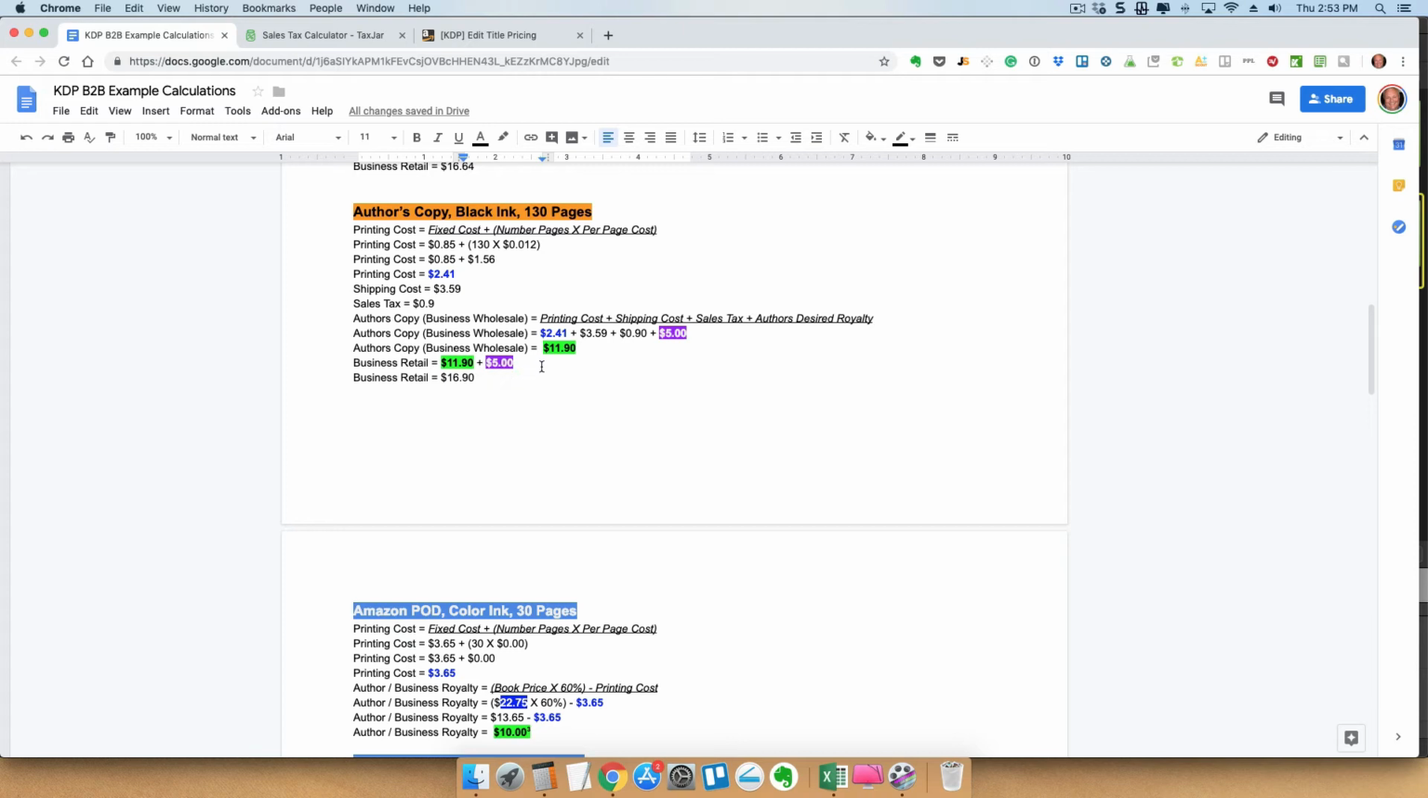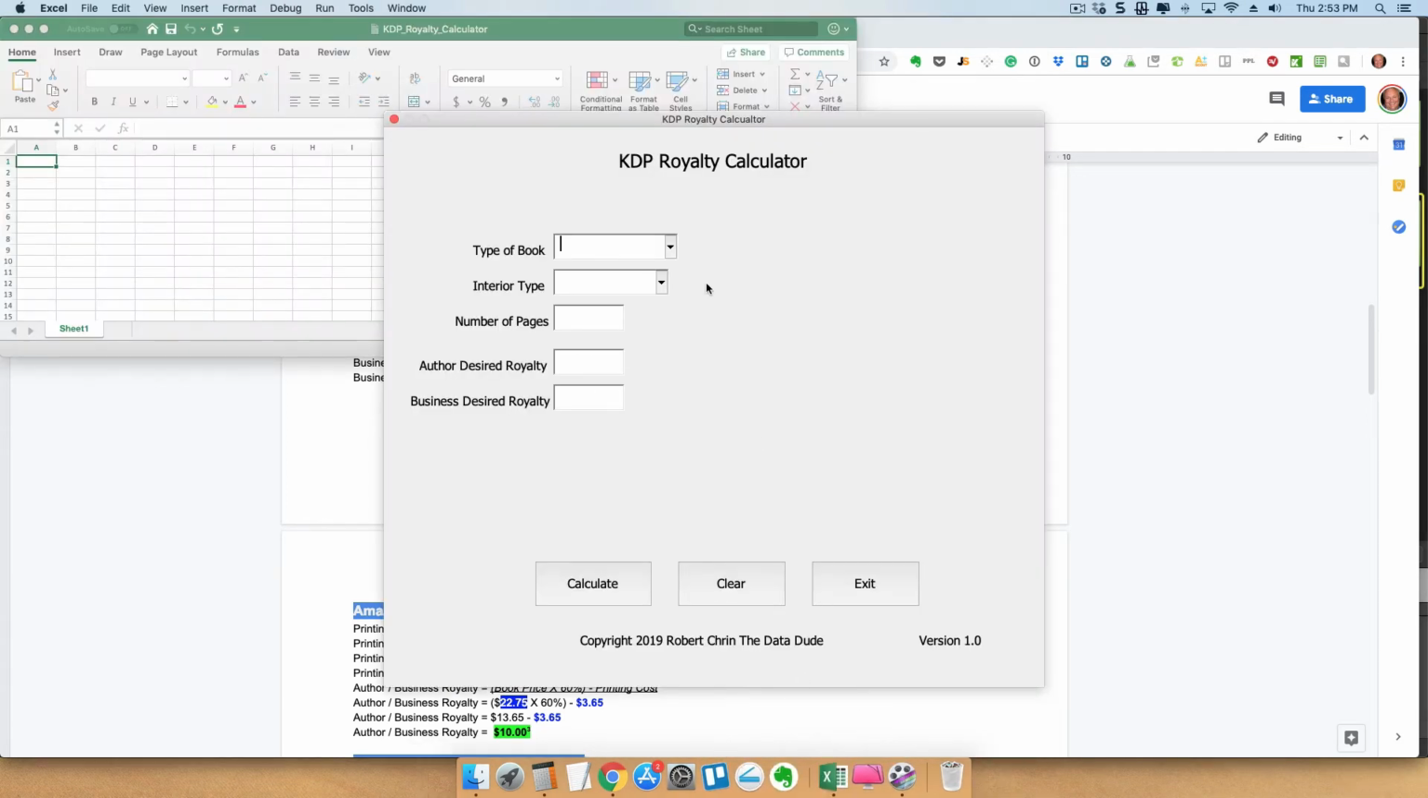So that's the process that you would go through. If we go to the calculator, we're going to choose, in this particular case, author's copy. We're going to do black ink. We're going to do 130 pages, and we want to do a $5 royalty for each.